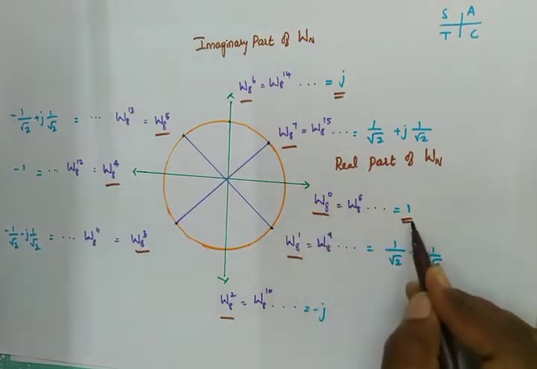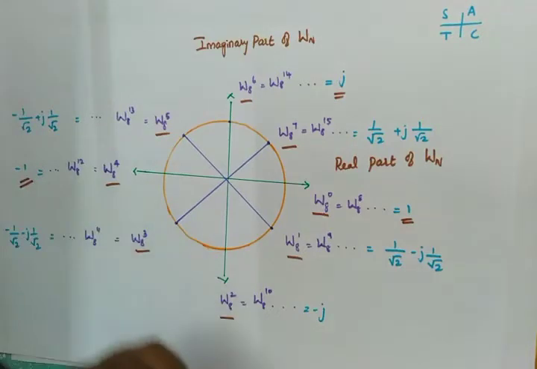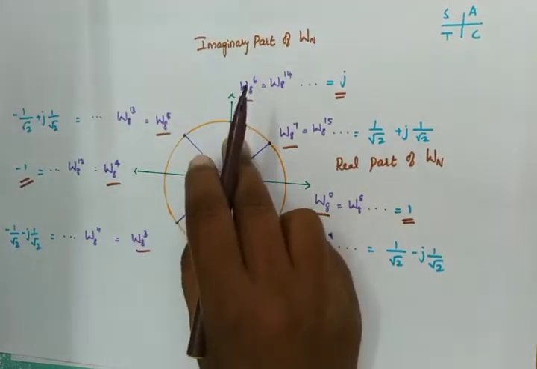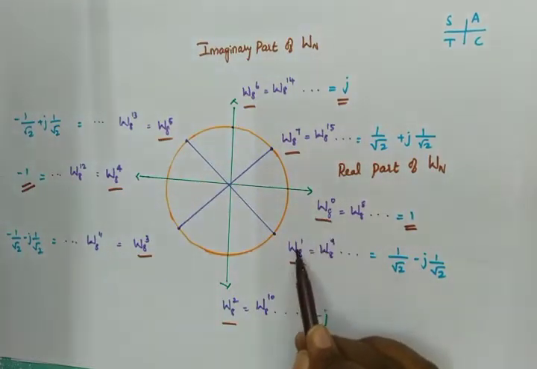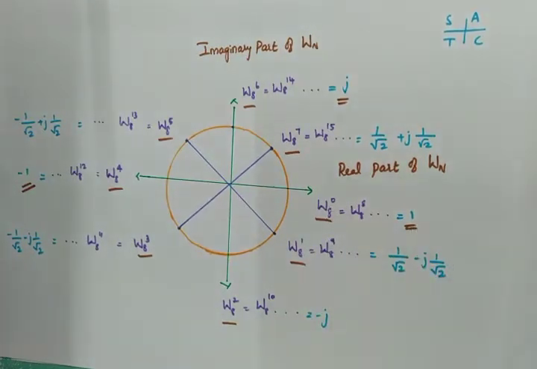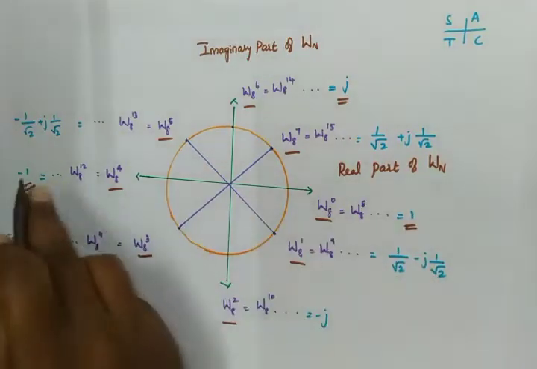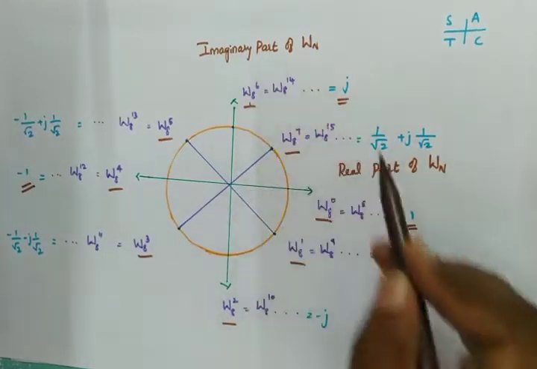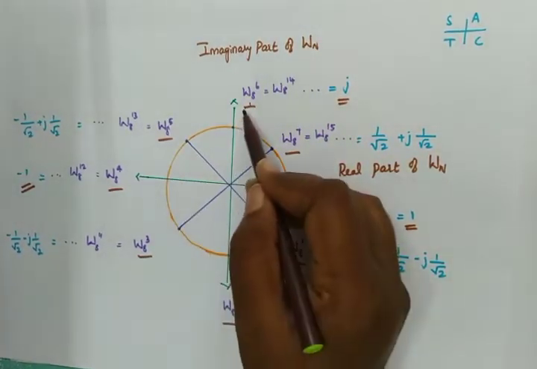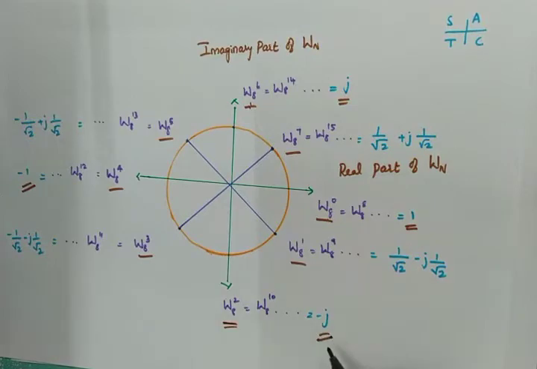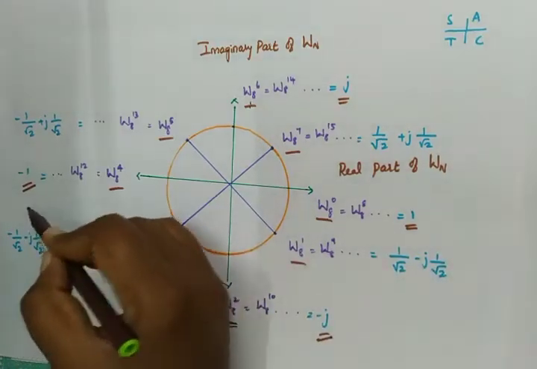So it is very easy to remember. W8 power 0 will be 1, and the opposite will have minus 1. First we have to draw this, then write W8 power 0, 1, 2, 3 and so on, and write the values for this. W8 power 0 will be equal to 1 because e power 0 is 1. In the opposite side we'll have minus 1. Likewise, W8 power 6 will be equal to j, because this is the imaginary part and this is the real part. So W8 power 6 is equal to plus j, and in the opposite we'll have minus j. So we can easily remember these 4 values: 1, minus 1, plus j, minus j.